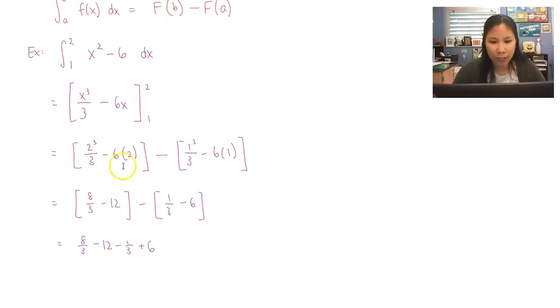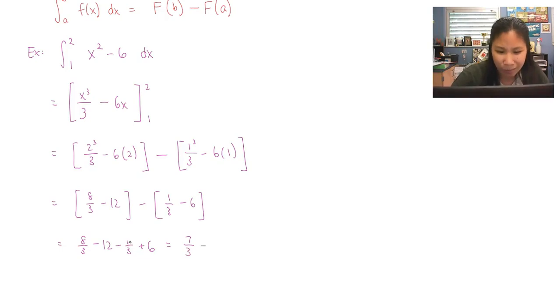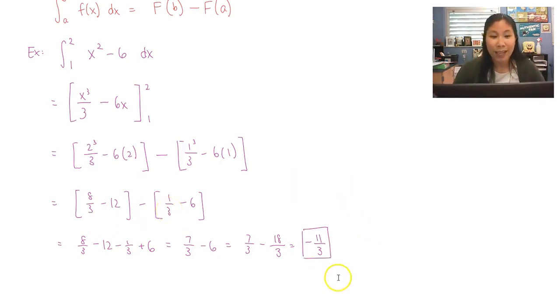After I simplified, I'm just going to take away the parentheses, combine my like terms, and get a common denominator. So I end up with negative 11 over 3. And if you remember, a negative area just means most of your graph was underneath the x-axis, which is fine. So this is our antiderivative with our endpoints plugged in. If we were to graph this out, the area would end up being negative 11 over 3.